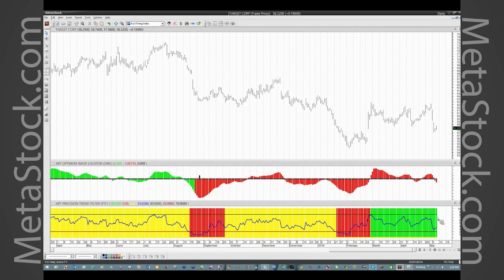If this PTF was red here, all right, we would not be even considering any long trades. But because it's green, we would consider long trades. We do think we have a pretty good bottom in over here, and we had bullish divergence in the owl, but we want to wait for the owl to go above the zero black line before initiating any long trades. Let's take a look at another one here.